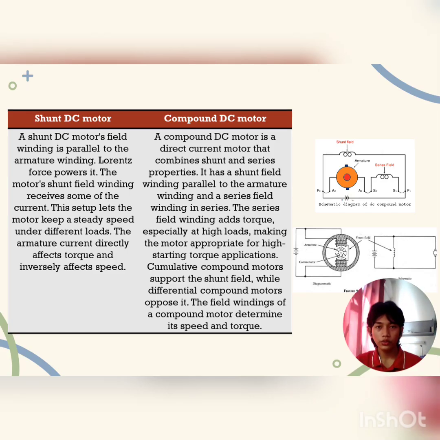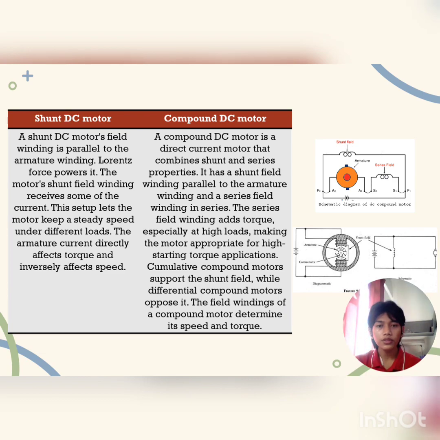Now we are going to learn about the fundamentals of these motors. As you can see in the photo, a shunt DC motor's field winding is parallel to the armature winding. The motor's shunt field winding receives some of the current. This setup lets the motor keep a steady speed under different loads. The armature current directly affects torque and inversely affects speed.